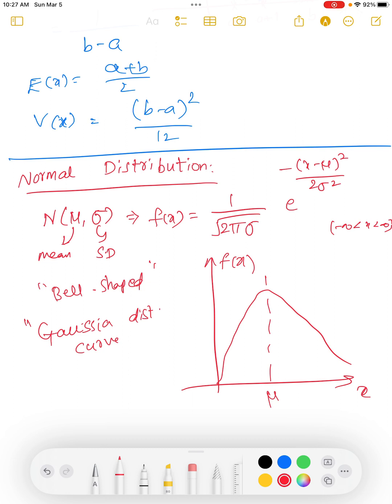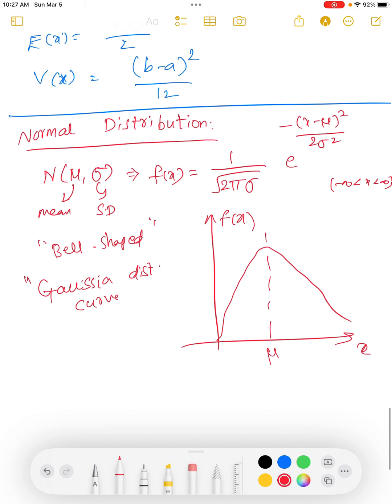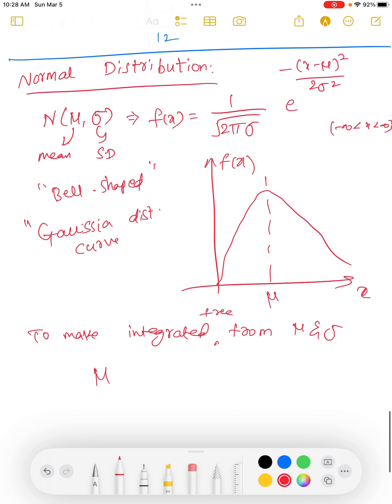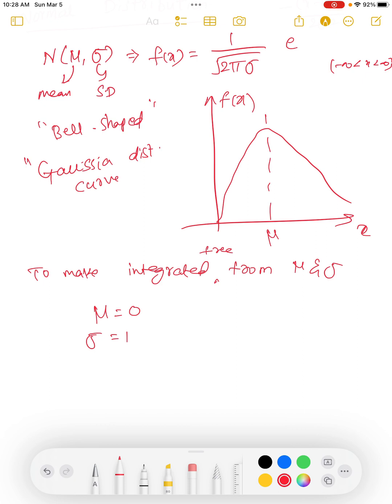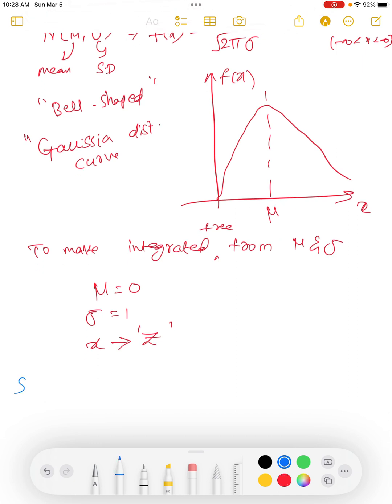So to make the integral free from mu and sigma, I am assuming mu is equal to 0 and sigma equal to 1. When I put mu equal to 0 and sigma equal to 1, the random variable x will be z. Z is a normally distributed variable.